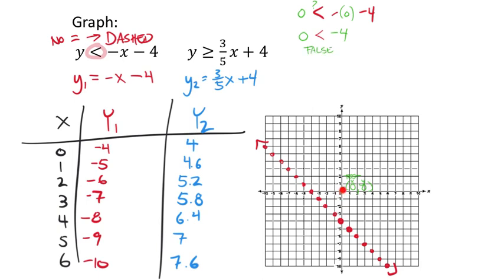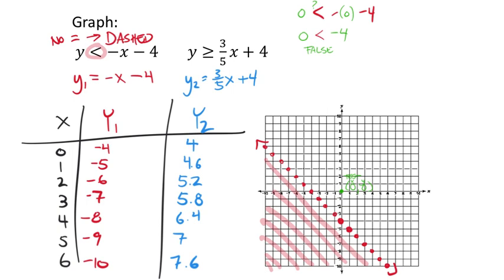Now, since this ordered pair, I'm going to say this to the right of the line, is false, that means all these ordered pairs would be false for the red inequality, which means that we have to shade the other side of the line. There we go. So there's our red inequality. y is less than negative x minus 4. But now we need the blue one.